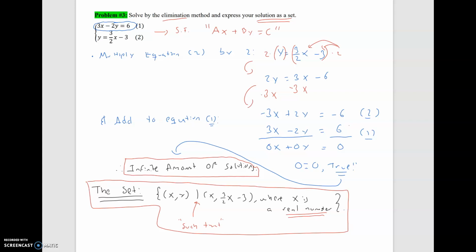That is given by this step here, where all the values cancel out and we end up with a true statement. Any true statement, if we're not looking at the graphs, represents an infinite amount of solutions, which means that the original set of equations that was given is actually the same equation. They just made it look a little bit different. So that's it for this problem.